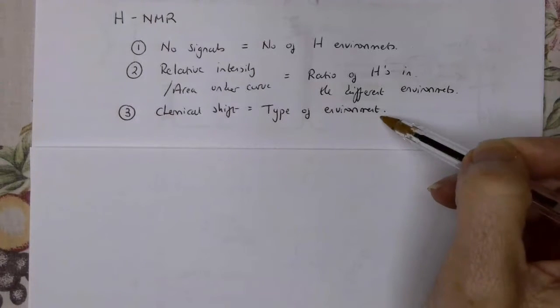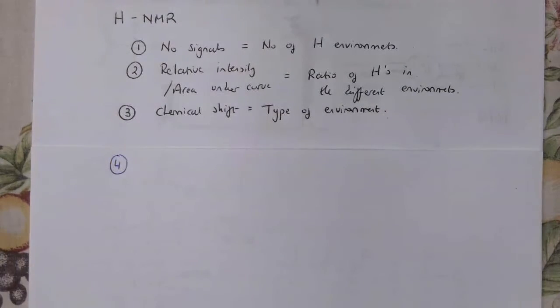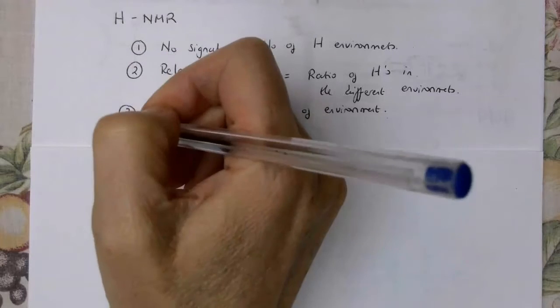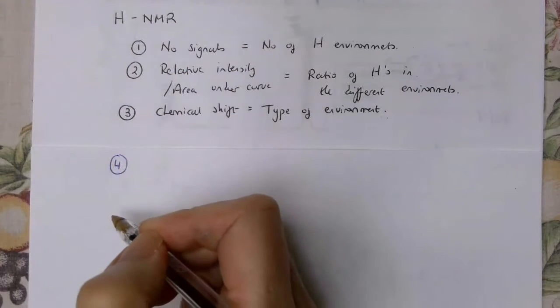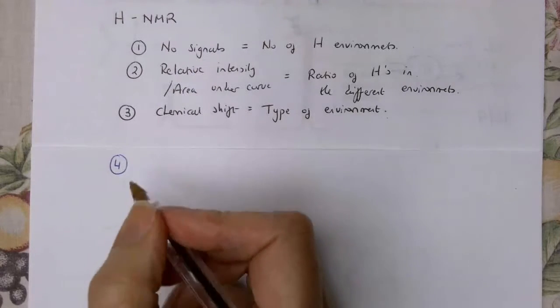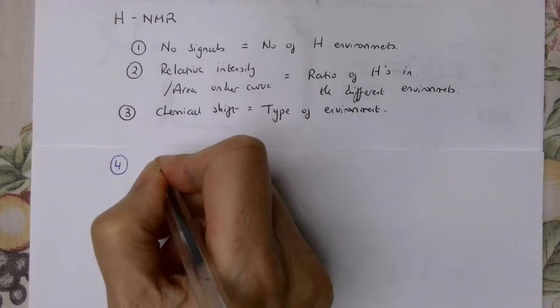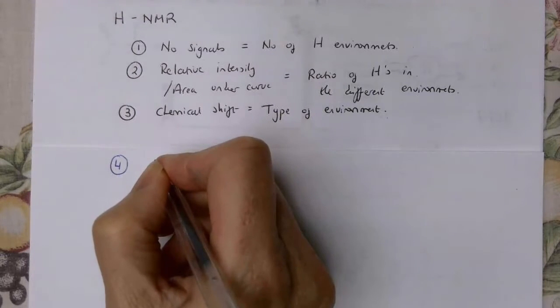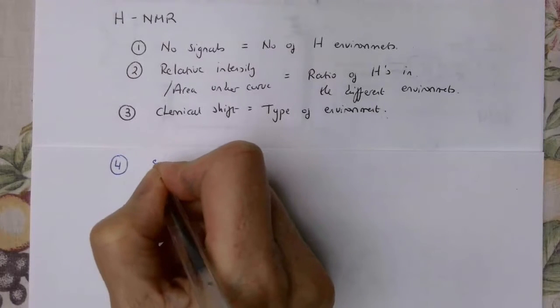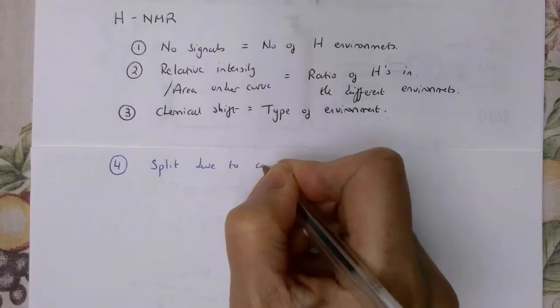Now those three pieces of information we found from low resolution HNMR. But there's a fourth piece of evidence which we can get from high resolution. We can get all of these from high resolution as well, but there's an additional piece of information from a high resolution NMR, and that's the fact that these signals are split. So the individual lines, or the individual signals, are split due to coupling.